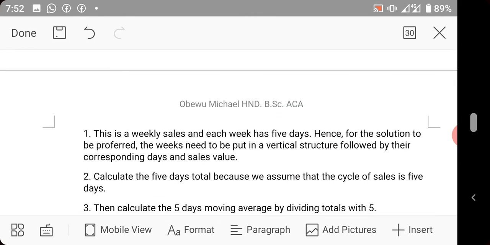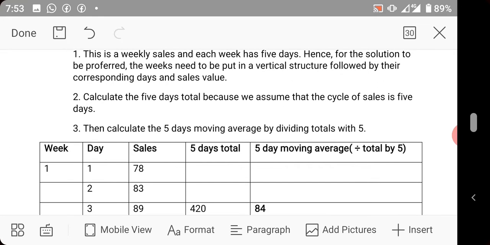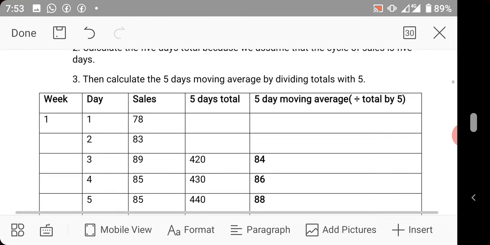Now, I try to explain this using this explanatory note. This is a weekly sales, and each week has 5 days. Hence, for the solution to be presented, the weeks need to be put in a vertical structure followed by their corresponding days and sales value. Calculate the 5 days total because we assume that the cycle of sales is 5 days. Then calculate the 5 days moving average. Now, this is how it will be presented.